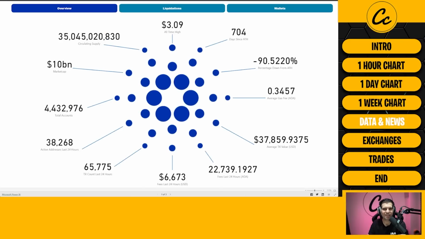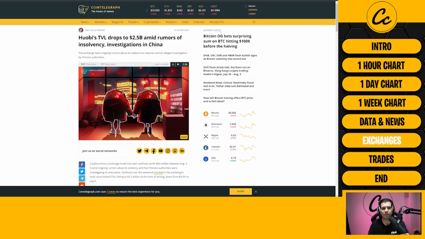Let's go on over and start talking about the different exchanges, because we have seen Huobi as a potential risk when it comes to being insolvent. That might have an impact on ADA to a degree. I don't think it's going to have a major effect, but something to be aware of.